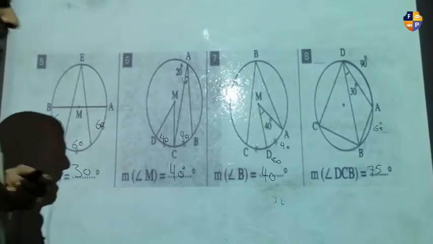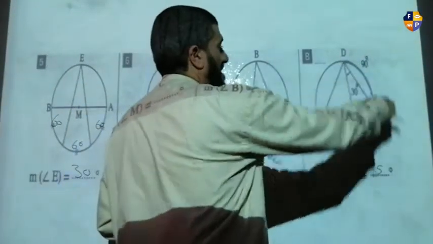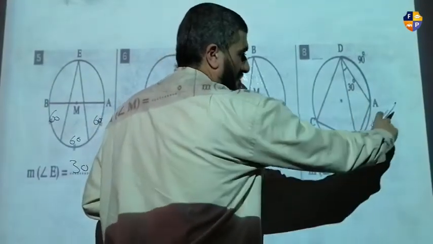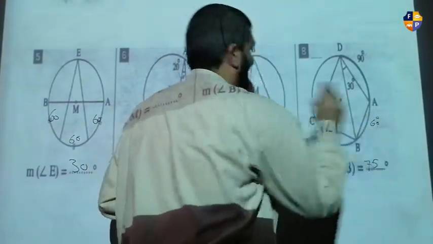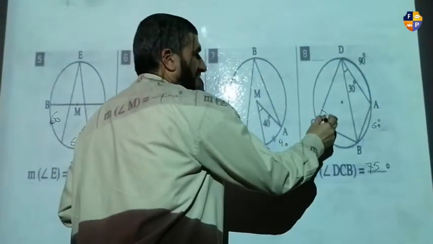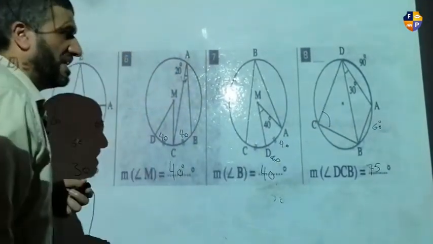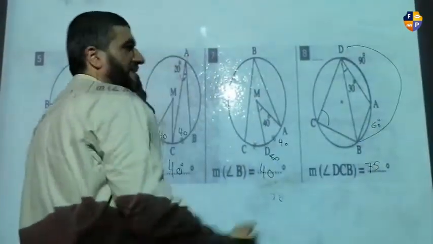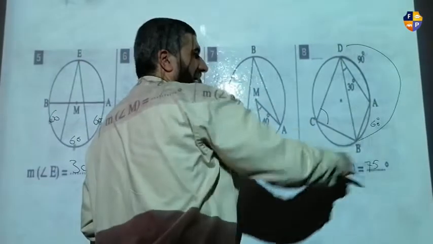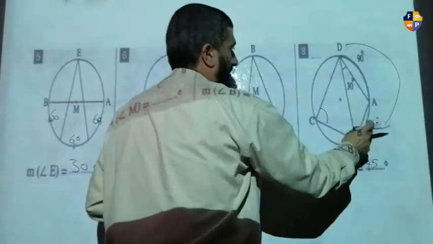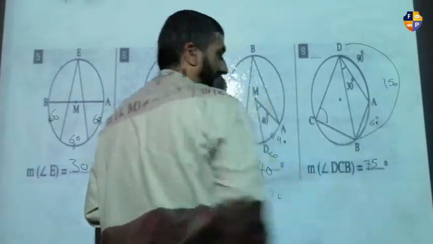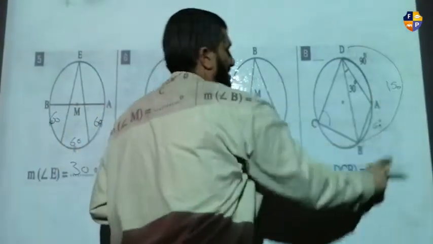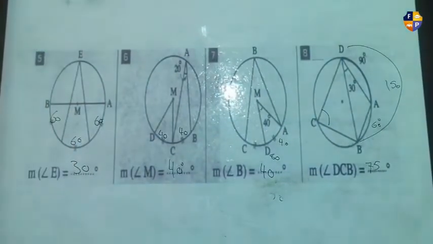Okay, number eight, the arc DA equals 90, and the measure of D equals 30, then the measure of this arc equals 60. Find the measure of C, the inscribed angle C subtended by arc DAB, and the measure of arc DAB equals 90 plus 60, equal to 150. Okay, then the inscribed angle equals half of 150, equal to 75.